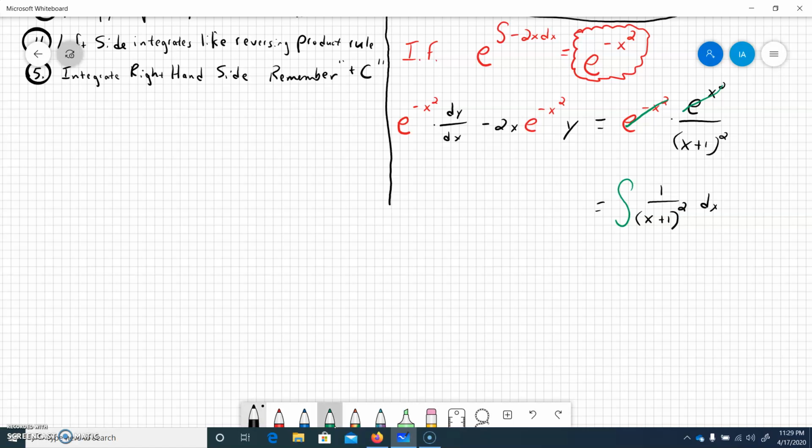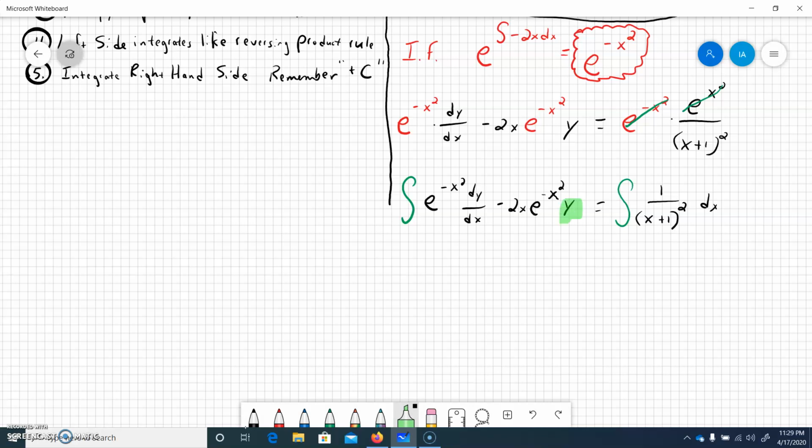And on the left hand side, we haven't changed anything. We've got exactly what we see up there: e to the negative x squared dy dx minus 2x e to the negative x squared y. Now we put a lot of emphasis on this left hand side being the reverse power rule. So let's see if that works out.